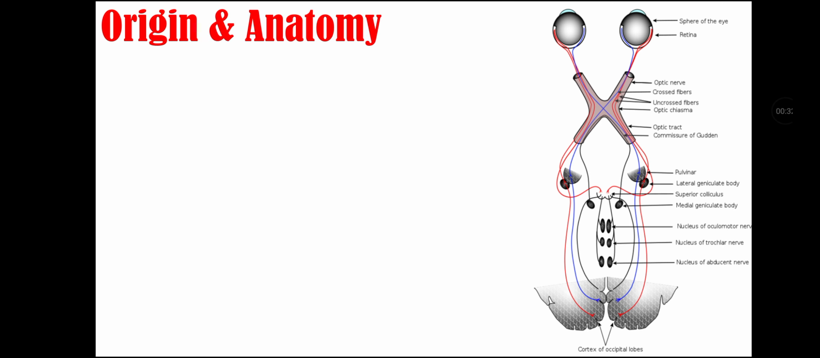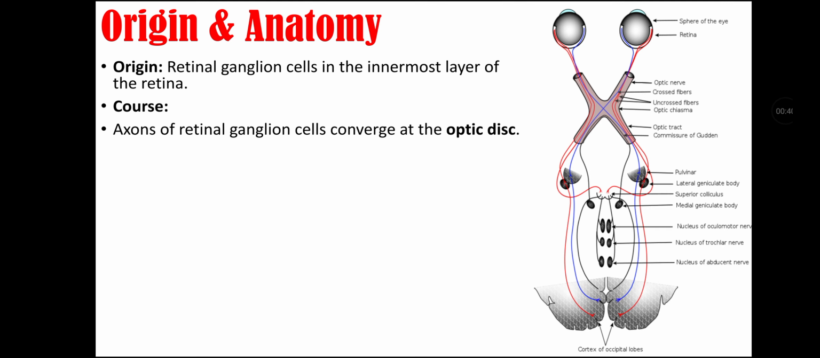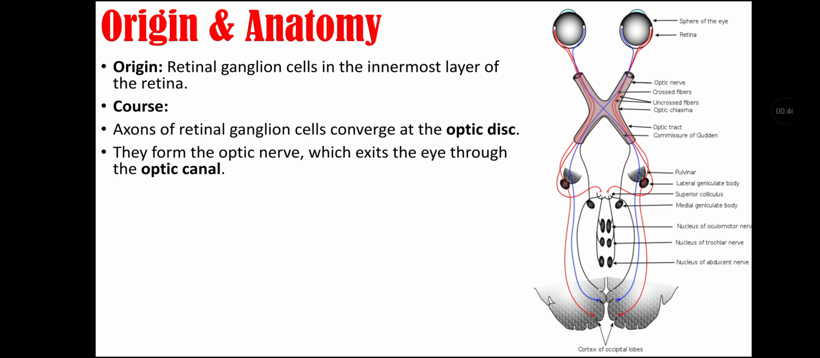Origin and anatomy of the optic nerve. It originates from retinal ganglion cells in the inner layer, the innermost layer of the retina. Its course starts when axons of retinal ganglion cells converge at the optic disc and form the optic nerve, which exits the eye through the optic canal.